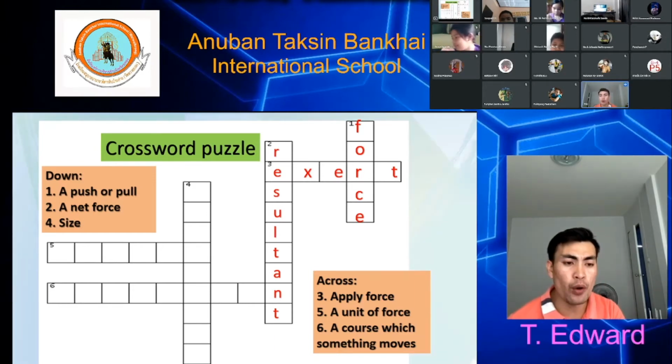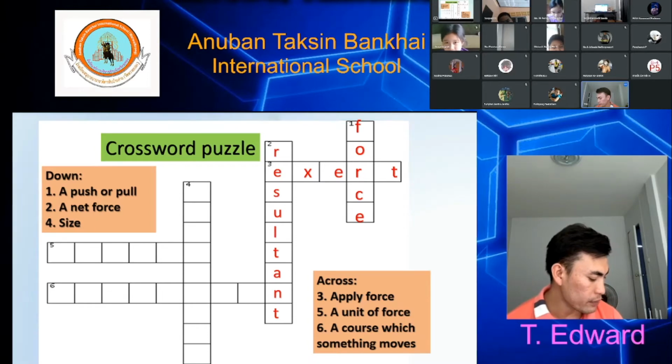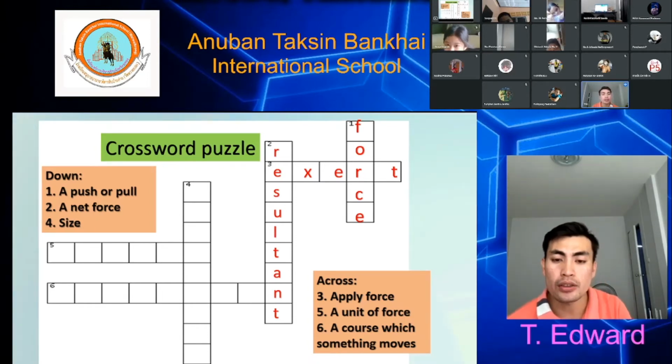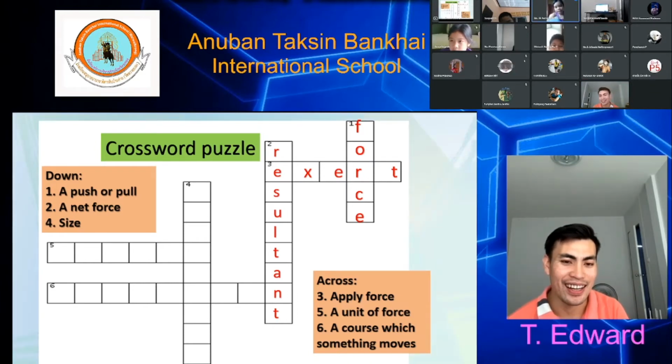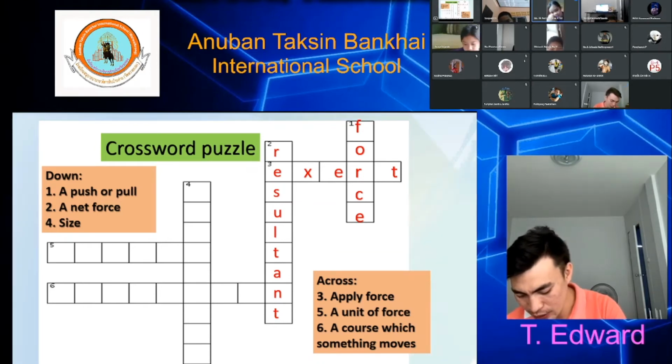Now let's go to number 4. Number 4 is the size of how weak or strong the force is. How many boxes here? 1, 2, 3, 4, 5, 6, 7, 8, 9 boxes. It means it's a 9-letter word. What is the answer? Letter M, teacher. Okay, letter M. I thought spell. Okay.